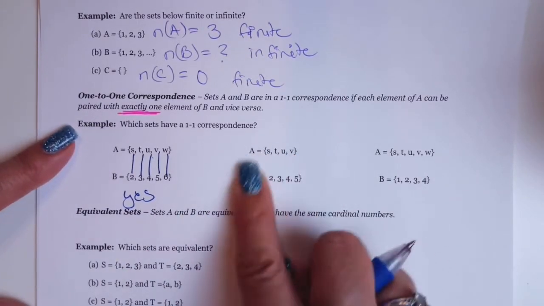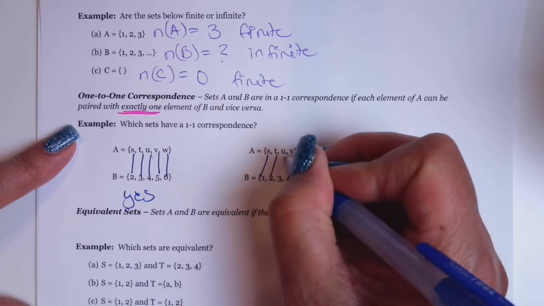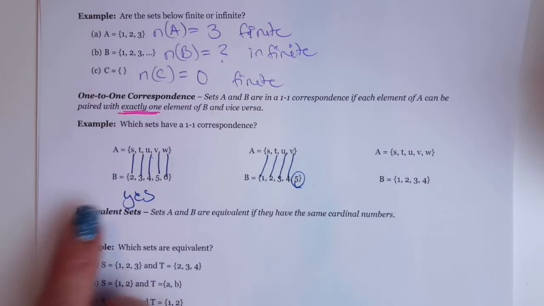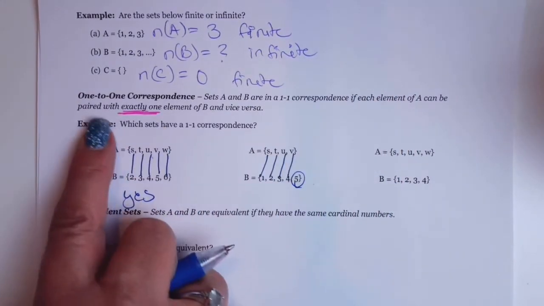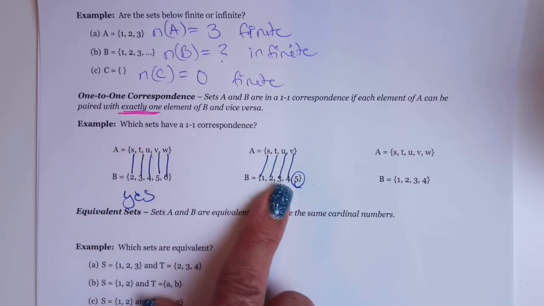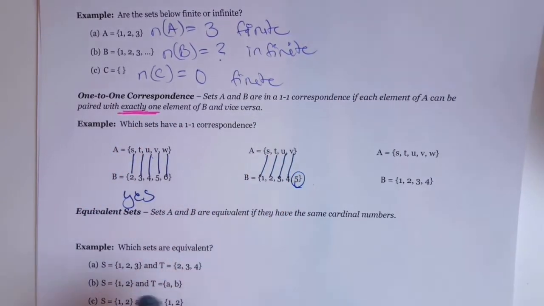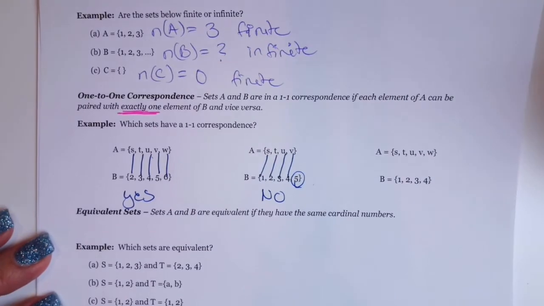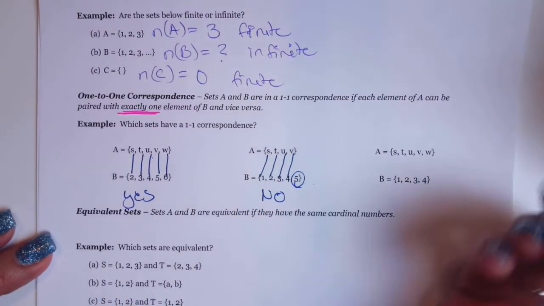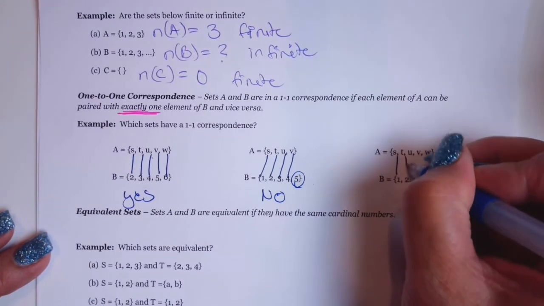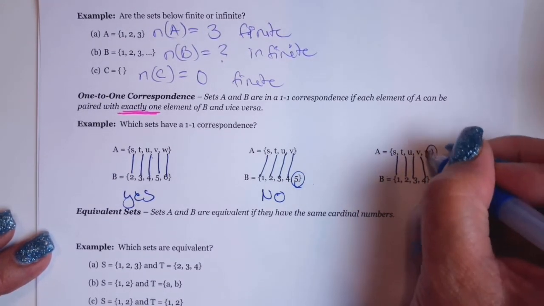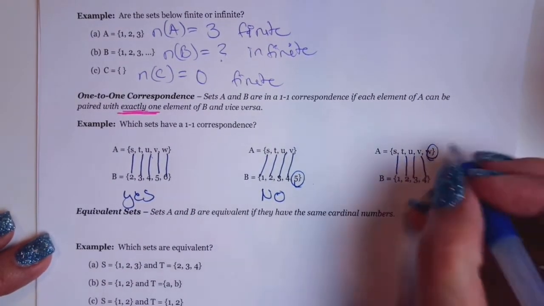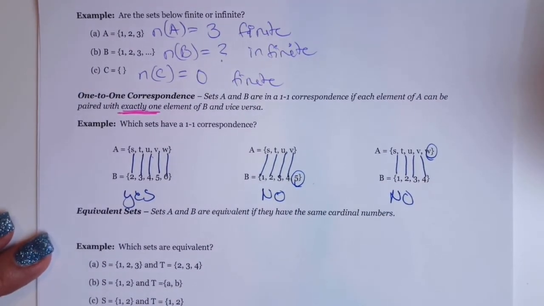Now, when we look at these two, when we draw these lines, we can see that 5 is left over. So we cannot pair each element of A with exactly one element of B and vice versa. We have to be able to do it the other way around as well. So this one is a no. It does not have one-to-one correspondence. Okay, this next one, let's keep drawing those lines. Again, A has W that we are not able to pair with anything in B. So this does not have one-to-one correspondence.